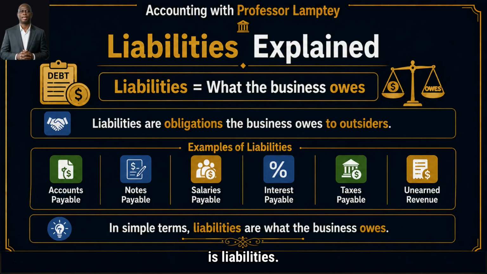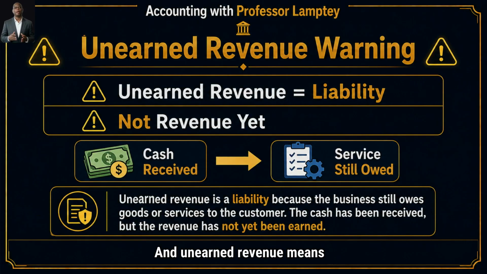Now the second section is liabilities. Liabilities are obligations the business owes to outsiders. In simple terms, liabilities are what the business owes. Examples include accounts payable, notes payable, salaries payable, interest payable, taxes payable, and unearned revenue. And unearned revenue means the business received cash from a customer before earning the revenue. This is very important. Unearned revenue is a liability, not revenue. Why? Because the business still owes goods or services to the customer. The cash has been received, but the revenue has not yet been earned.